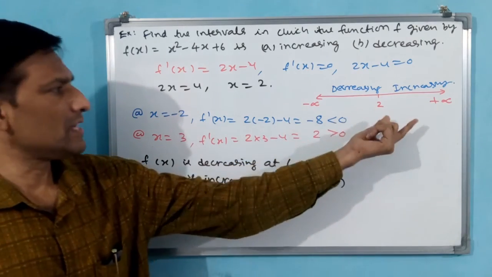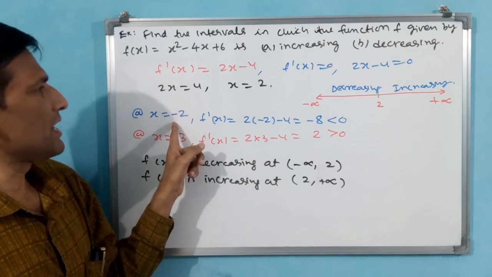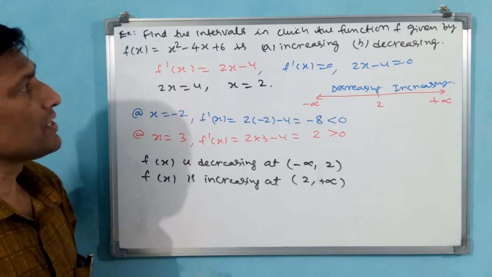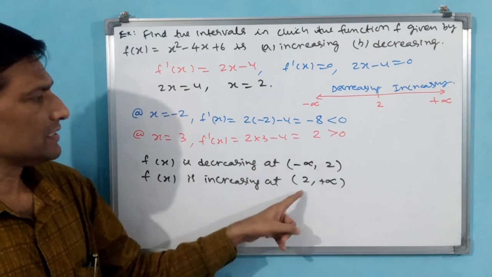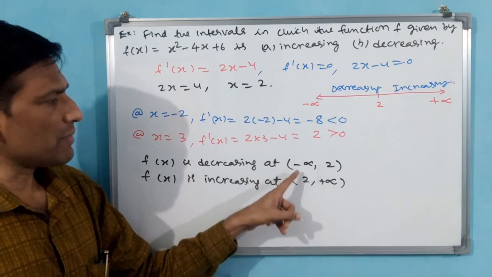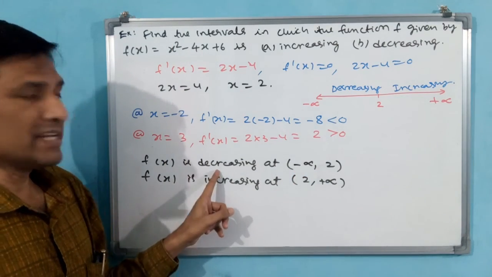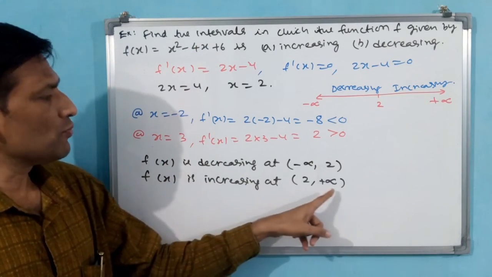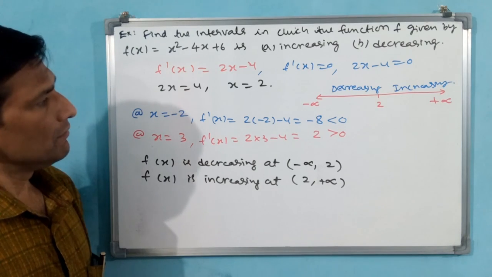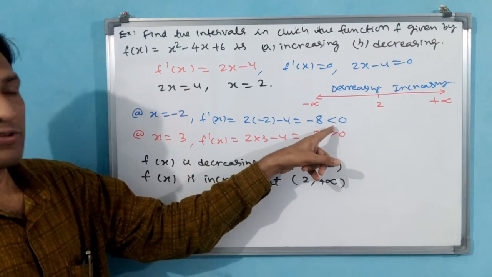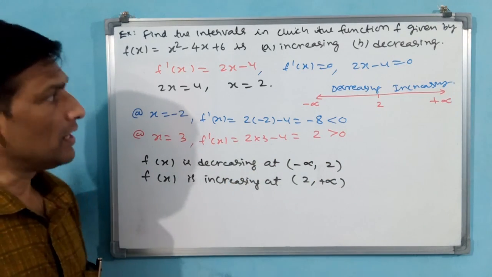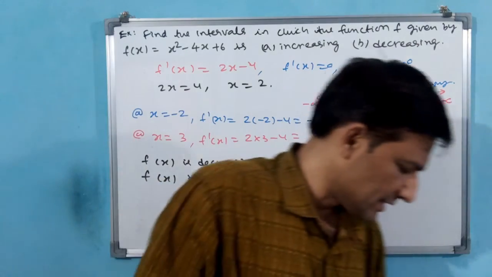Any example you can take. See, I have taken here 3, here I have taken minus 2. But anything if you take, then automatically these results are going to come. That means intervals here ask, these are the intervals. Find the intervals. Minus infinity to plus 2, decreasing interval. Plus 2 to plus infinity, increasing interval. Okay, why? Because f dash x, if less than 0 comes means decreasing, f dash x is greater than 0 means increasing.